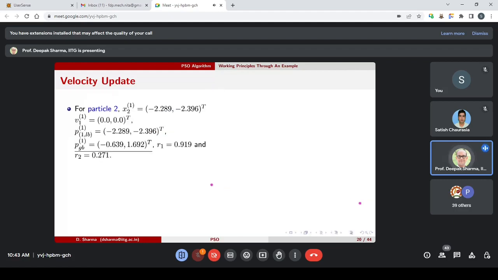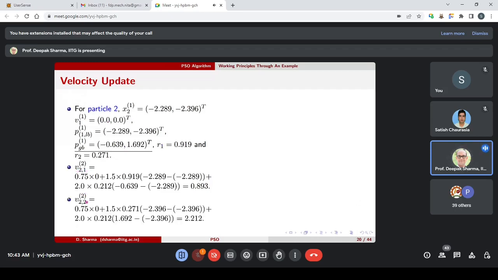The same calculation we can perform for particle 2. The velocity of particle 2 is 0, the local best is given, and the global best we calculated earlier. With R1 and R2, we finally get the first and second components of the velocity of the second particle. Now you can see we get 0.893 and 2.212. Both of them are non-zero as compared to the previous velocity.